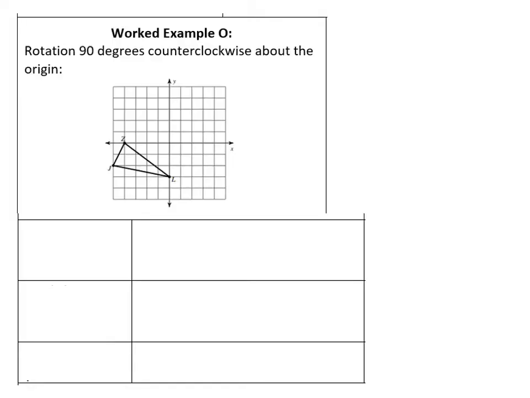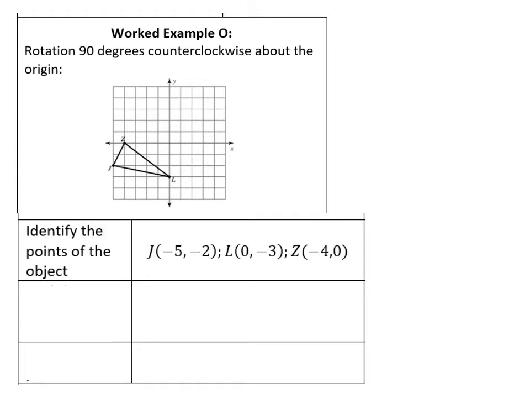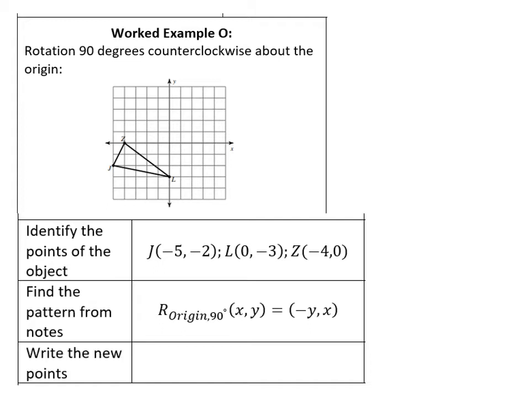Here we want to rotate 90 degrees counterclockwise about the origin. First, identify the points of the object. So we've got point J, which is at (-5, -2), L, which is at (0, -3), and Z, which is at (-4, 0). Find the pattern from the notes. Since we're going 90 degrees counterclockwise, I would be working with this, which means I need to switch my x and y and change the sign of the y. And then we write our new points.